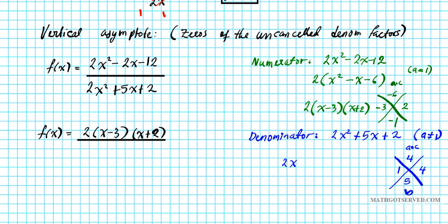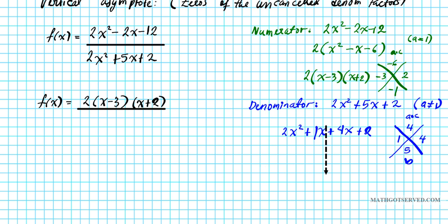We take the original polynomial and replace the middle term with these two numbers we got from the x game. 1x plus 4x adds up to 5x, plus 2. Now we're going to divide down the center and factor by grouping. From the first two terms, the greatest common factor is just x. 2 doesn't go into 1, so it's x. Take out x, and then we're left with 2x plus 1.